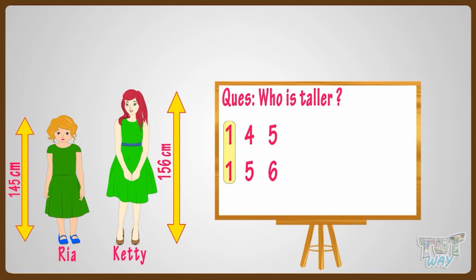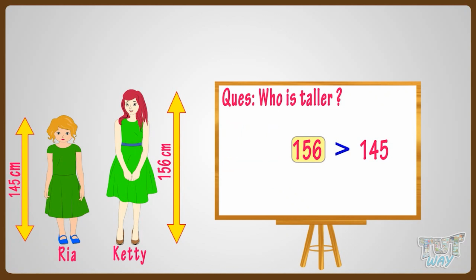Now compare the tens place digits. 4 and 5. 5 is bigger than 4. And the number in which we get the bigger number first is bigger. So, 156 is bigger than 145. So, Katty is taller than Ria.